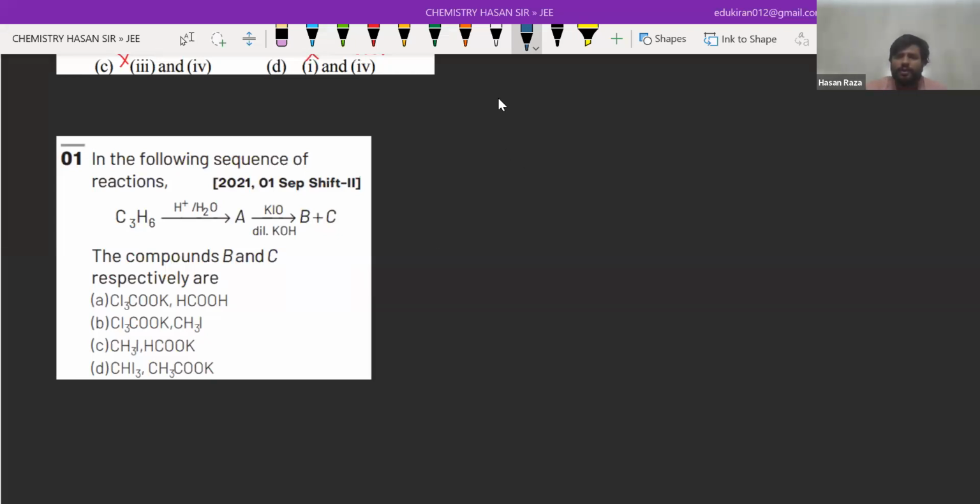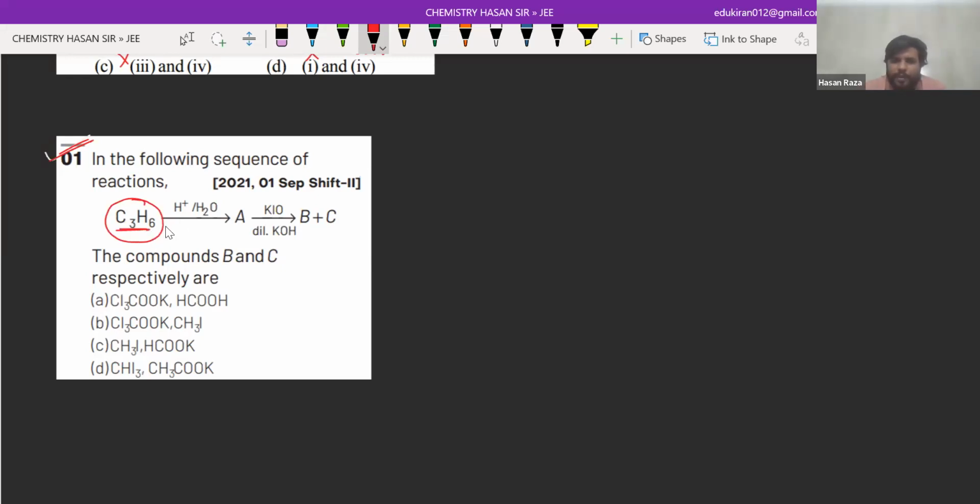So this question you can easily do. Just wait a minute. Did I give this question? Okay. Basically, this question is from alcohols, but in the PYQs book, it is given in haloalkanes.